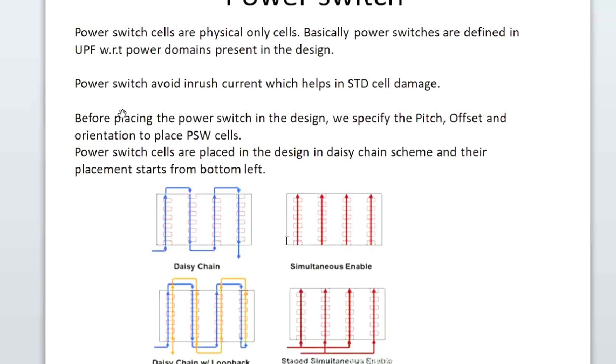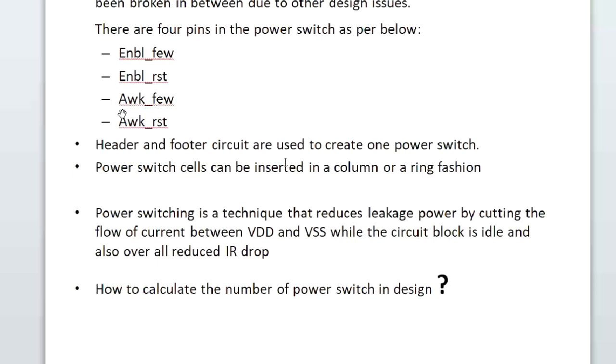So this is how we have to place the power switch. Power switches come in a different design fashion. Let's say the power switch chaining breaks in the design. What we do is, the power switch has four pins, called enable fewer and enable reset, acknowledge fewer and acknowledge reset.